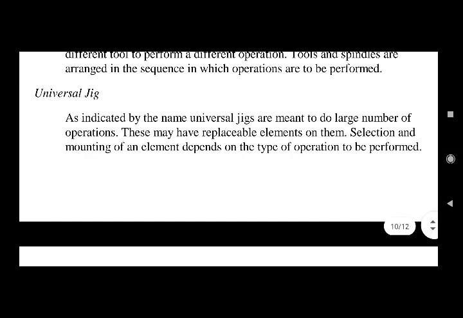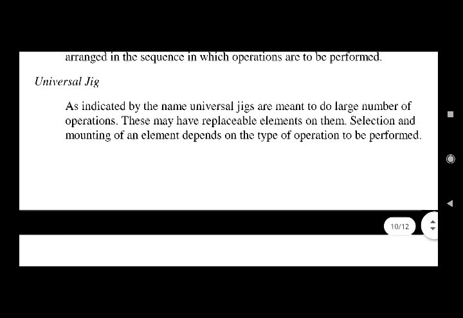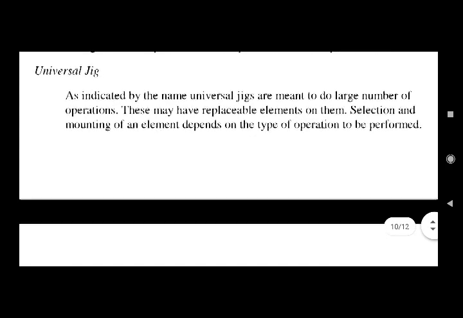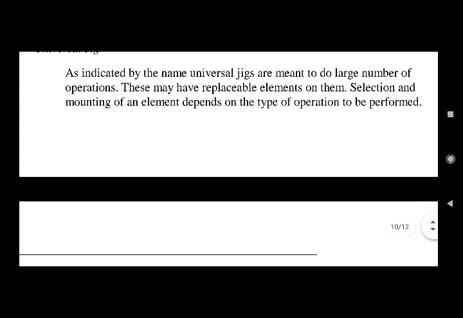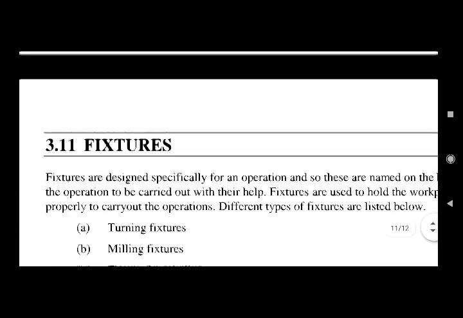Universal jig, as the name indicates, universal jigs are meant to do a large number of operations. These may have replaceable elements on them. Selection and mounting of an element depends on the type of operation to be performed.